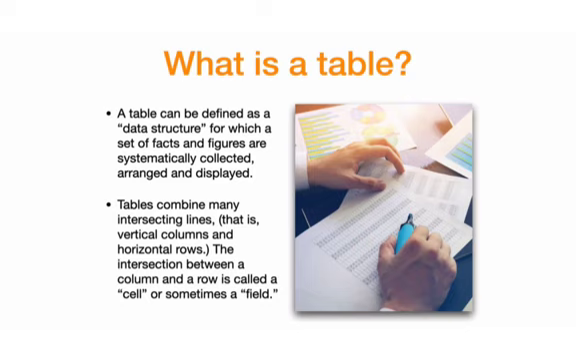What is a table? A table can be defined as a data structure for which a set of facts and figures are systematically collected, arranged, and displayed. Tables combine many intersecting lines, that is, vertical columns and horizontal rows. The intersection between a column and a row is called a cell or sometimes a field.